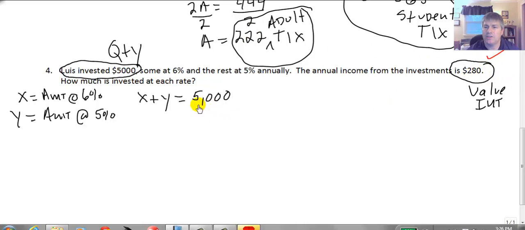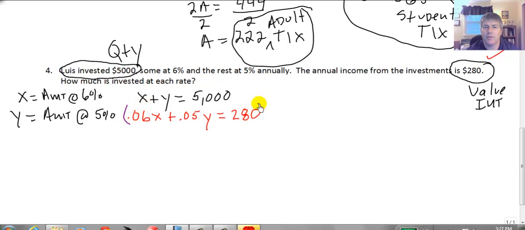Now our value equation, that's going to be a little different. We're earning 6% on every dollar invested at 6%, and we're earning 5% on every dollar invested at 5%, and from that we return $280 in 1 year. So this would be our value or our interest equation, and the first equation is our quantity or amount.